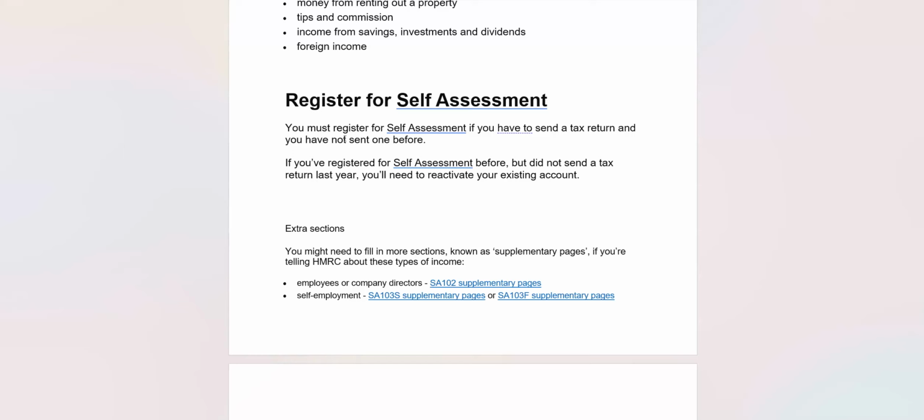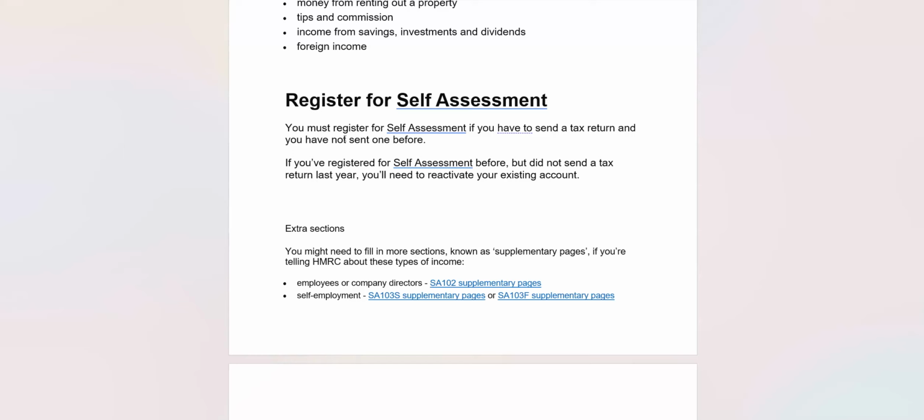Normally the paper return deadline is 31st of October and the submission deadline for online is 31st of January. But HMRC can extend the time, depending on when you get the notice. Normal timing is October for the paper form and 31st of January for the online submission.